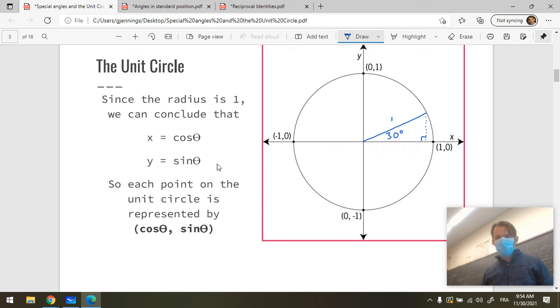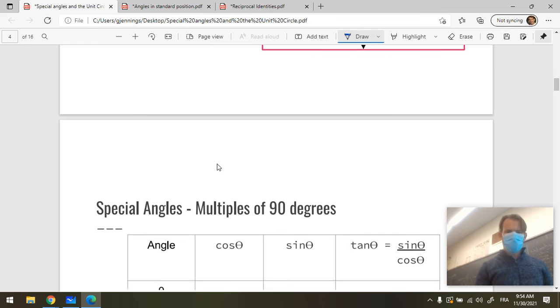The x value here would be cosine of 30 degrees. The y value would be sine of 30 degrees. So every point on the unit circle can be represented by this point, depending on the angle there. Okay? And how is that interesting? How does that help us? Well, 30 degrees, this is a special triangle. All right? I think we're going to talk about the triangle.